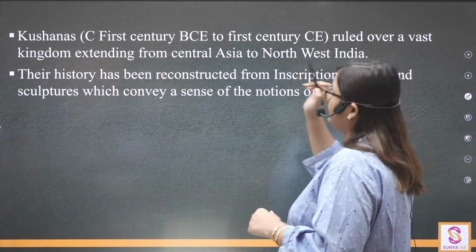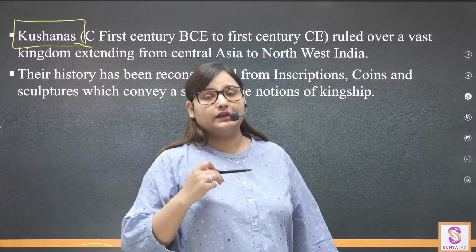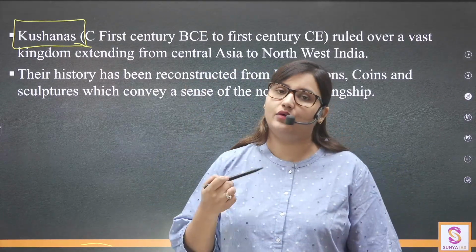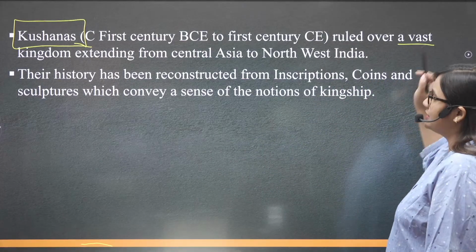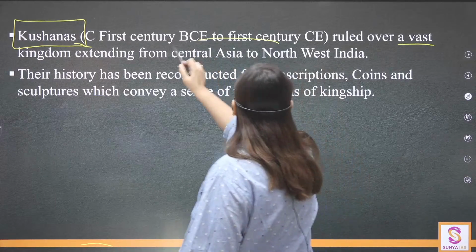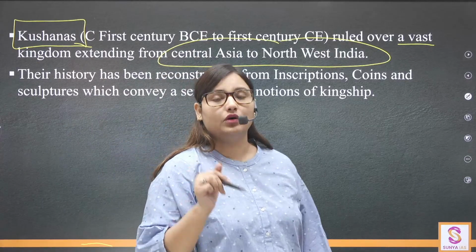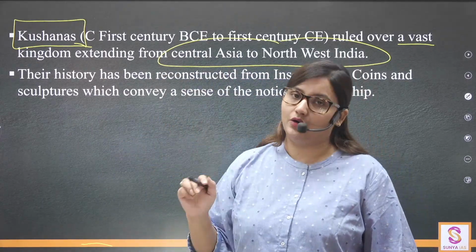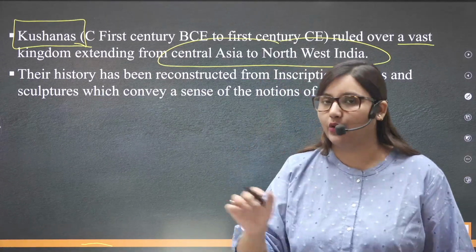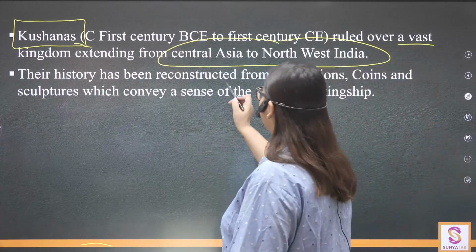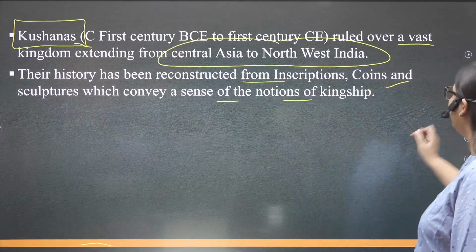Kushan rulers patronized art and culture of India. They patronized the Gandhara school of art, and they also patronized the Mathura school of art. That's why they are important. They ruled over a vast kingdom extending from Central Asia to Northwest India. The best quality of gold coin was found during the Kushan rule, especially during the time of Kanishka. Their history has been reconstructed from the inscriptions, coins, sculptures, which convey a notion of kingship.